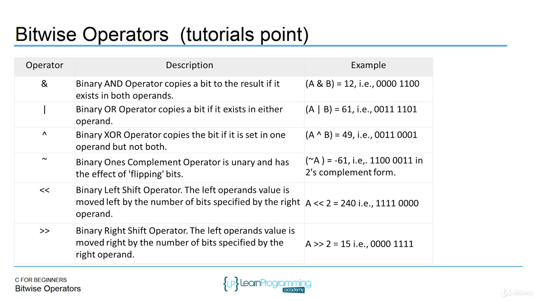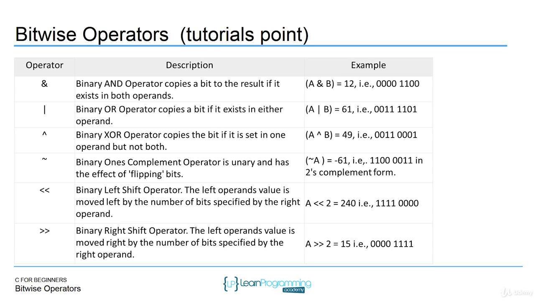A binary OR copies a bit if it exists in either operand. So A or B will copy a bit if it exists in either operand. So if either operand is equal to 1, it will copy a bit. And then the binary XOR, this is the exclusive OR. This will copy the bit if it is set in one operand but not both. So if you have only one true, and you use the caret to represent this on your keyboard, then it's going to copy a bit and it's going to say it's true.